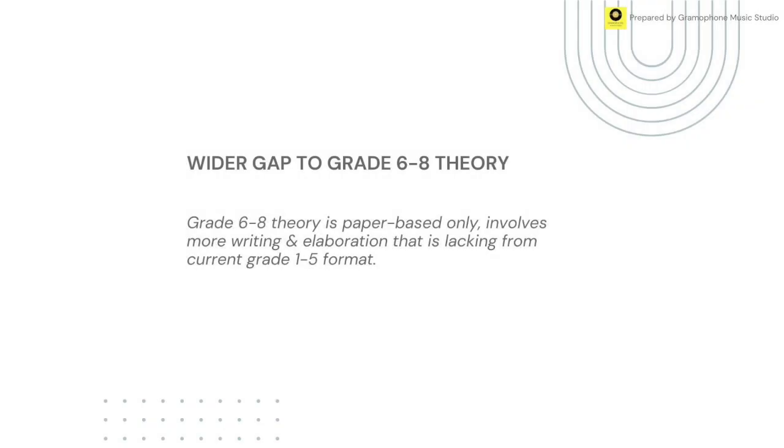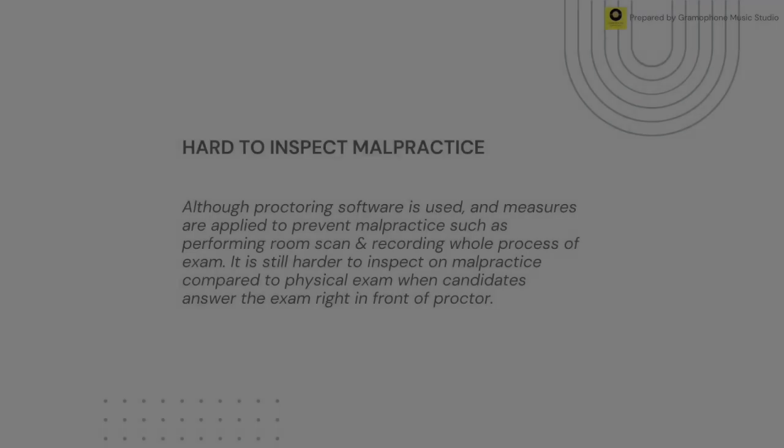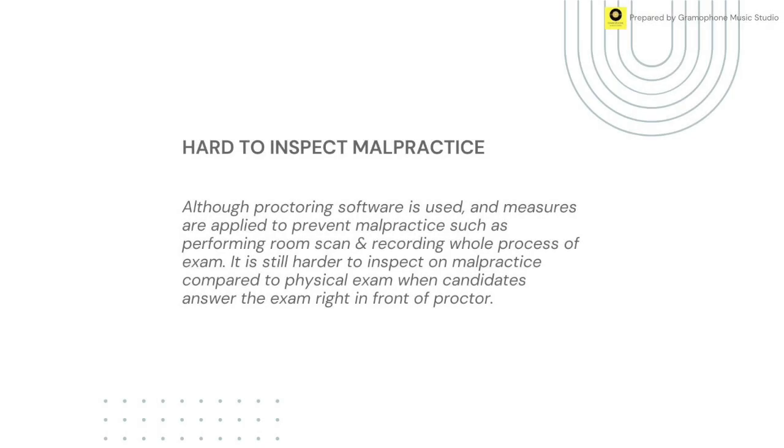Next, there will also be a wider gap to the grade 6 to 8 theory exam, which is only paper-based and involves more writing and elaboration that is lacking from the current grade 1 to 5 format. And the online format makes it harder to inspect malpractice. Although proctoring software is used and measures are applied to prevent malpractice, such as performing a room scan and recording the whole process of an exam, it is still harder to inspect malpractice compared to a physical exam, when candidates answer the exam right in front of the proctor.